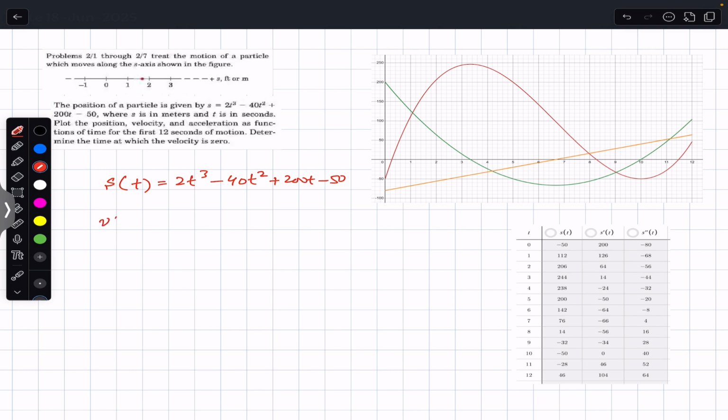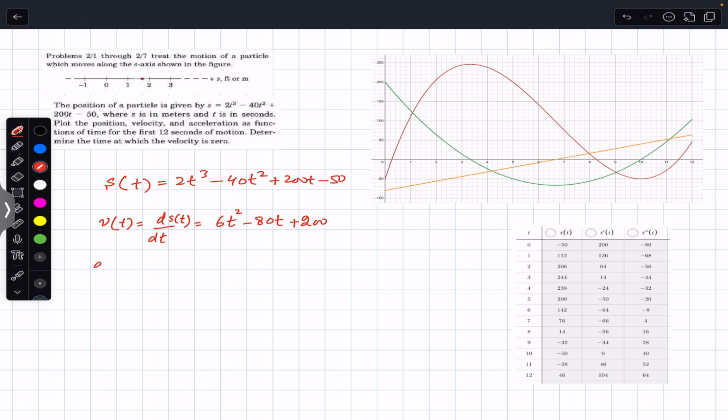Similarly, to plot the velocity curve, we need to have the velocity as a function of time, and as we know, the velocity as a function of time will be equal to the derivative of s of t function with respect to t, so we can say d divided by dt s of t. So we need to take the derivative of this s of t function. The derivative of this will be 6t square minus 80t plus 200. So this will be the velocity as a function of time.